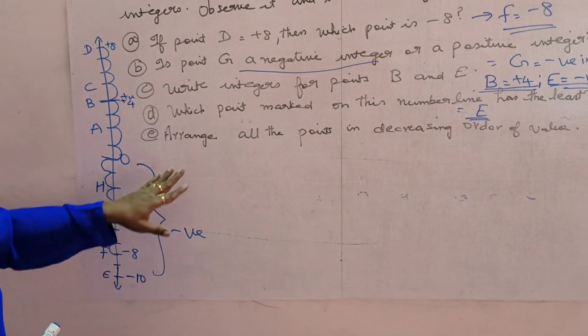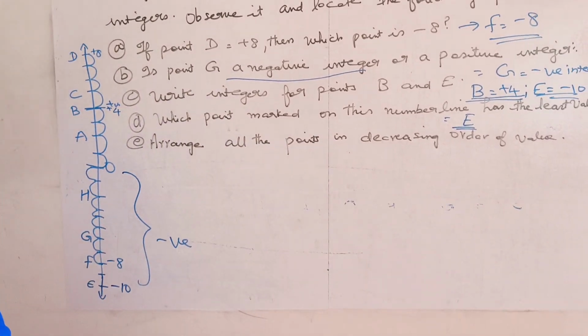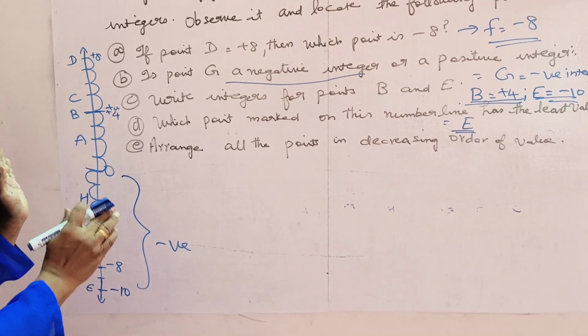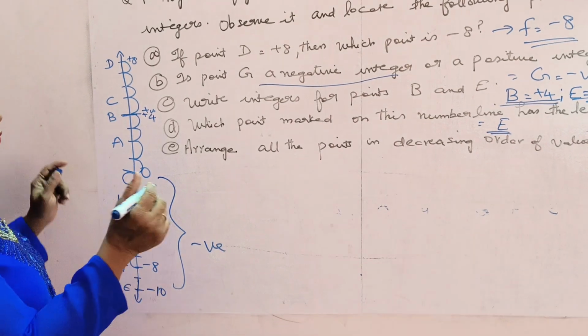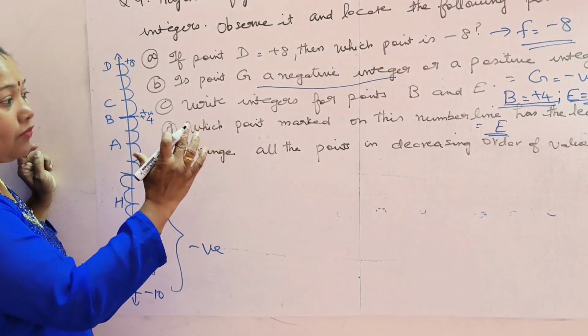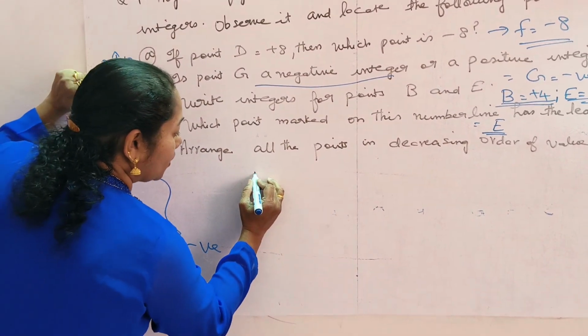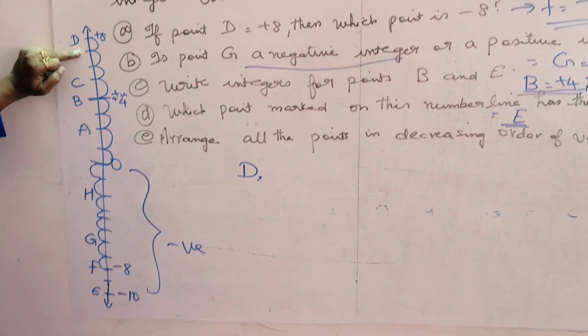Now, next question is, arrange all the points in the decreasing order of value. Decreasing order means from the higher number to the lower number. That is, we have to write the greatest number first. So here the greatest number is D. D has the greatest value.